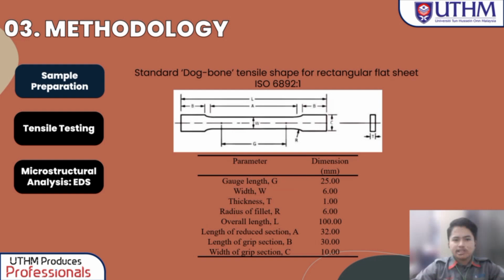The current slide shows the standard dog bone tensile shape for a rectangular flat sheet according to ISO 6892-1. The parameters and dimensions are given according to the standard. The gauge length is 25 mm, the width is 6 mm, the thickness is 1 mm, the radius of fillet is 6 mm, the overall length is 100 mm, the length of the reduced section is 32 mm, the length of the grip section is 30 mm, and the width of the grip section is 10 mm.